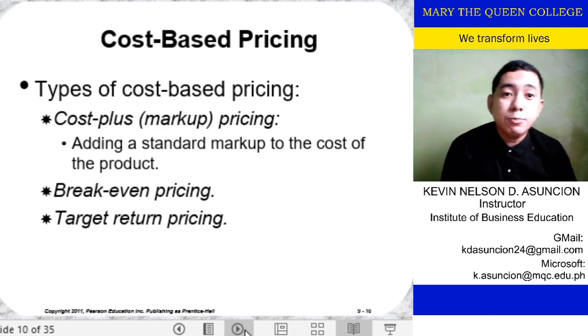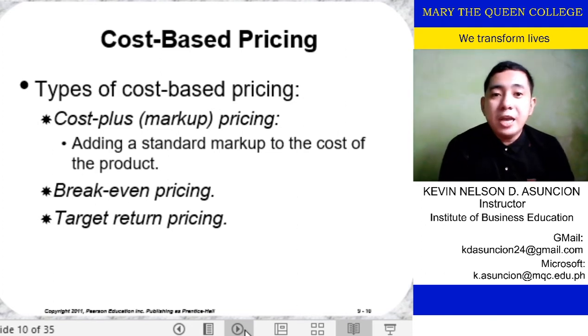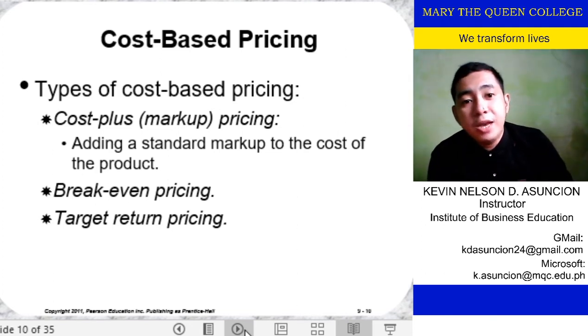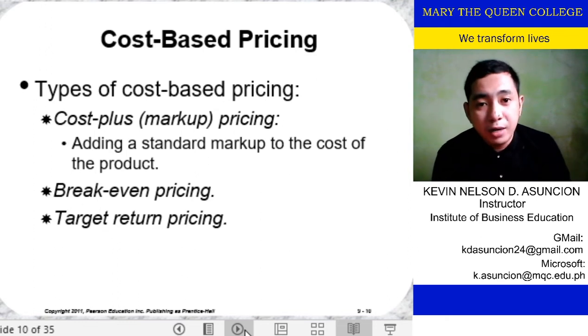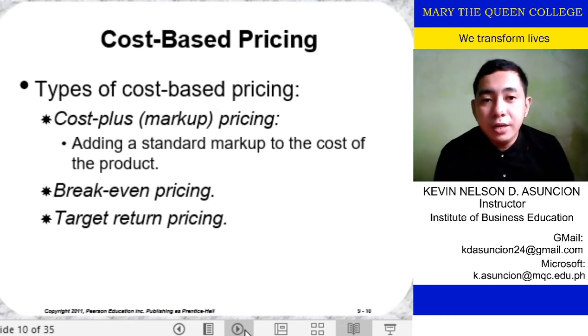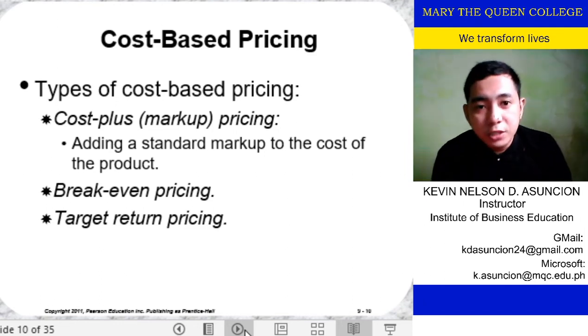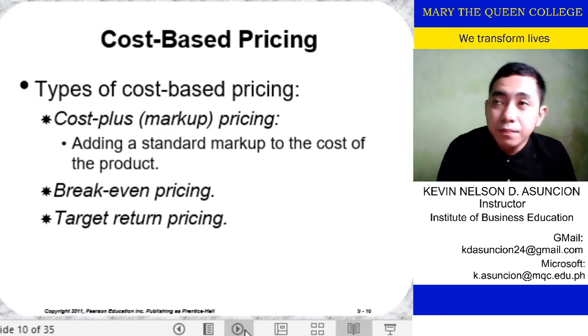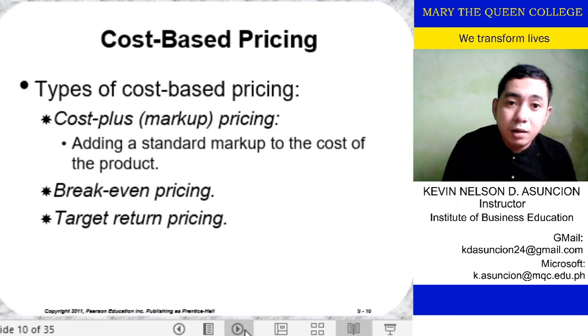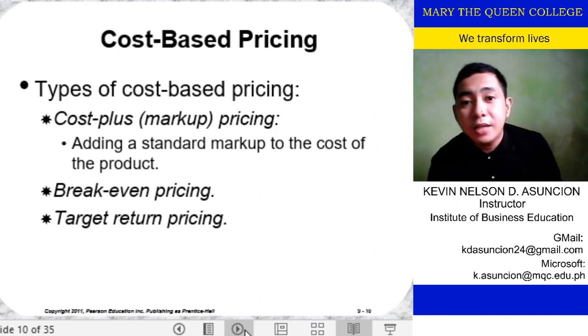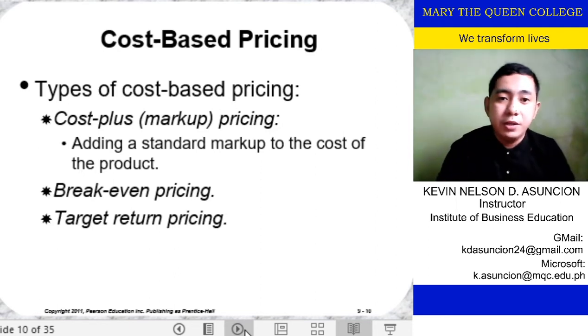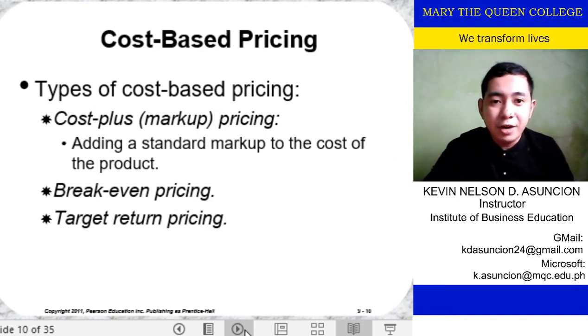So cost-based pricing, no? Your types of cost-based pricing, we have what we call the cost plus markup pricing. Yun yung pinaka basic. So you compute the cost, tapos you compute for the markup. So adding a standard markup to the cost of the product. Then we have what you call break-even pricing. In your economics, pag-uusapan nyo to. What is break-even pricing? No?